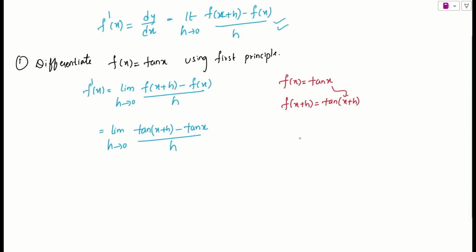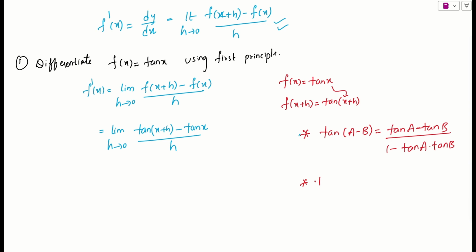How to solve? If you remember one formula, all the formulas I'll be writing on the right side. Try to remember. Do you know the tan of a minus b formula? We have already learned tan of a minus b. The formula is tan a minus tan b by 1 minus tan a tan b. From this, I will simply send the denominator to the left side.